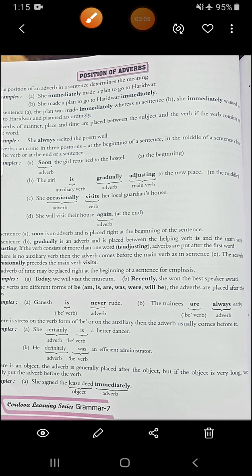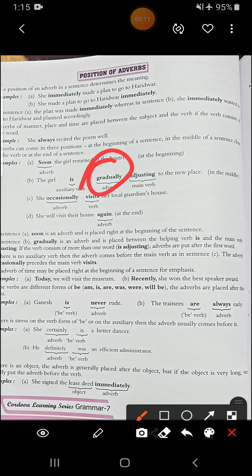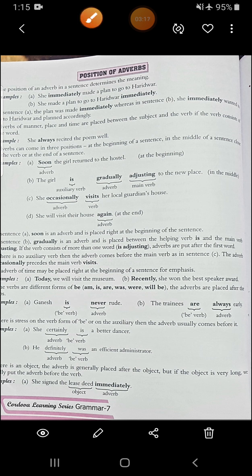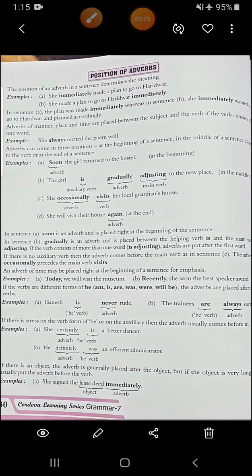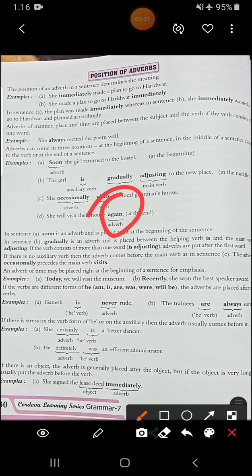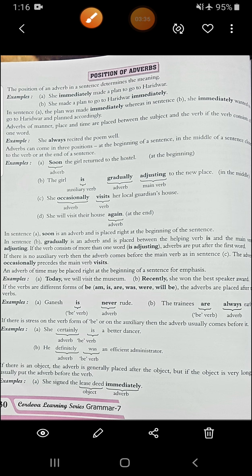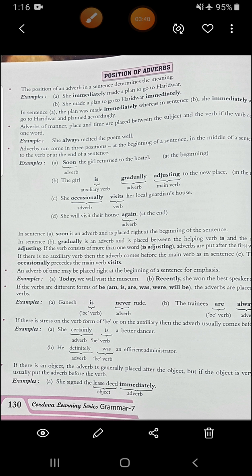Then second example, the girl is gradually adjusting to the new place. Here again see it is in the middle, between the auxiliary verb and the main verb. And then see the C example, she occasionally visits her local garden. It is also there in between, or you can say in the starting. And then D example, she will visit their house again. It is now at the end of the sentence. Alright. You can see we can place the adverbs at the beginning, in the middle, at the end, wherever we want, but just see what meaning it is giving.